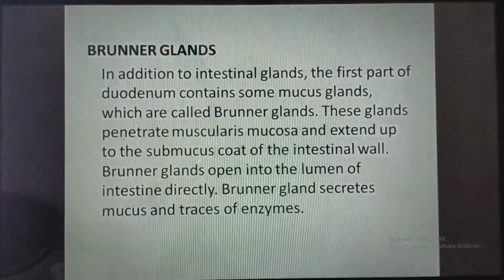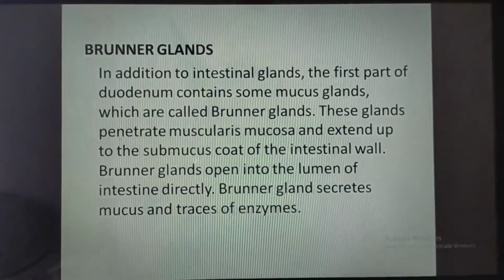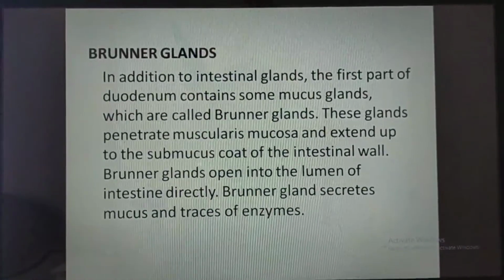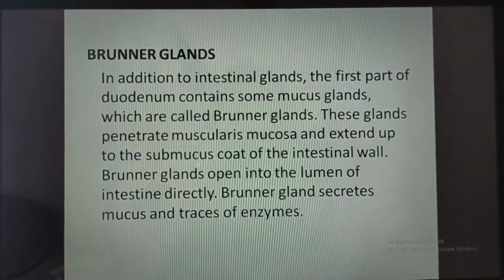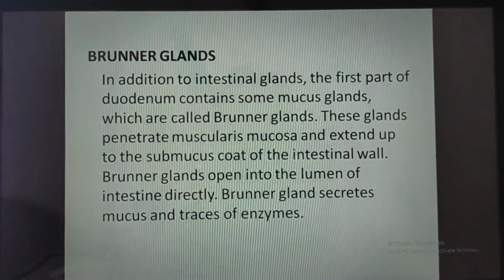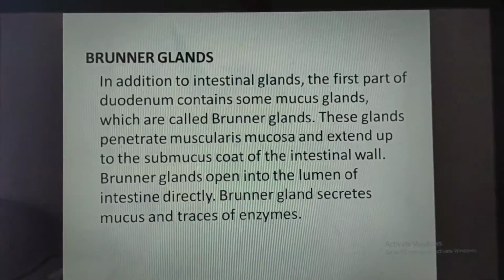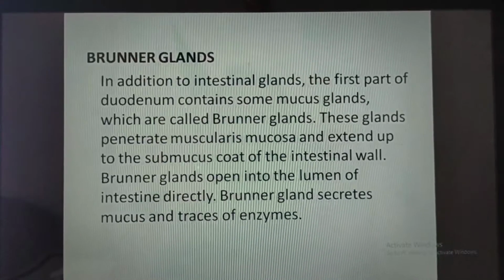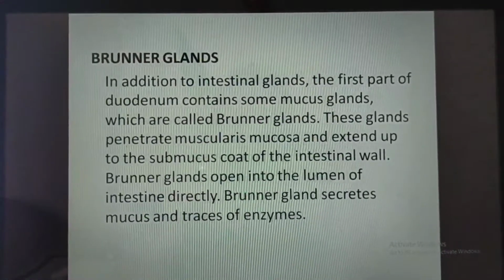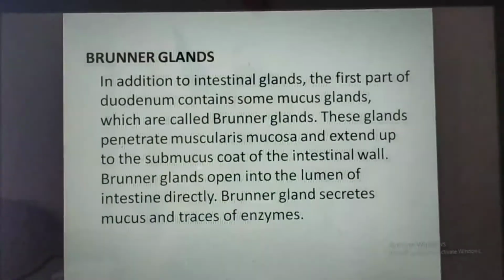Brunner glands. In addition to intestinal glands, the first part of the duodenum contains some mucus glands, which are called the Brunner glands. These glands penetrate the muscularis mucosa and extend up to the submucous coat of the intestinal wall. Brunner glands open into the lumen of the intestine directly. Brunner glands secrete mucus and traces of enzymes.